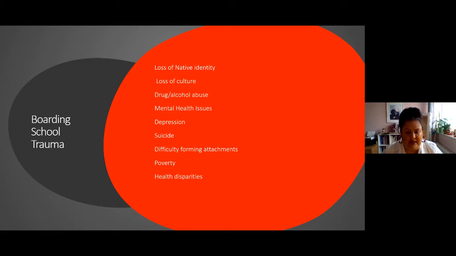Christian missionaries and other persons of good moral character, I say that in parentheses, were charged with civilizing Native children. And this was done through the use of physical and sexual violence. So this became a part of their lived experience. So the impact of historical trauma resulted in these issues of loss of identity, loss of culture, drug and alcohol abuse, mental health issues, depression, suicide, difficulty in forming attachments, poverty, health disparities.